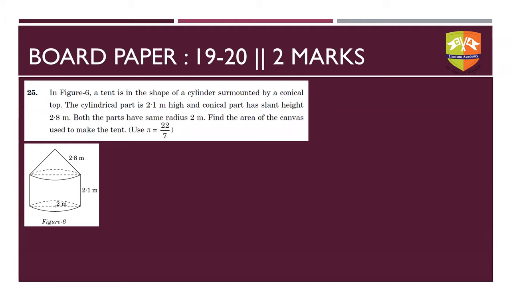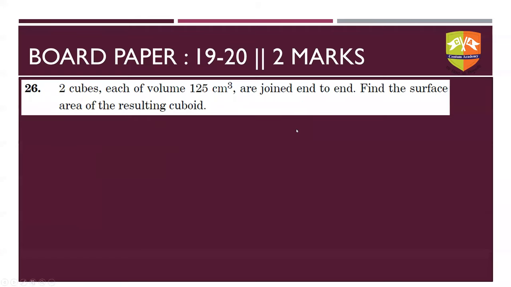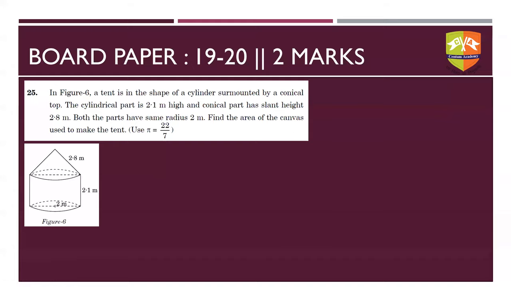Lateral surface area of cylinder. Oh, is it? Okay. Aryan has already done it. CSA of cone plus CSA of cylinder. Yes, my dear friends. So all of you are saying the canvas will be CSA of cone plus CSA of cylinder.